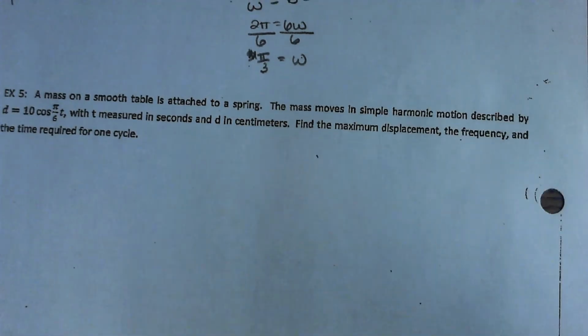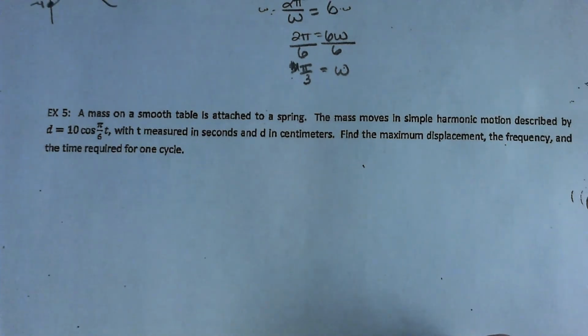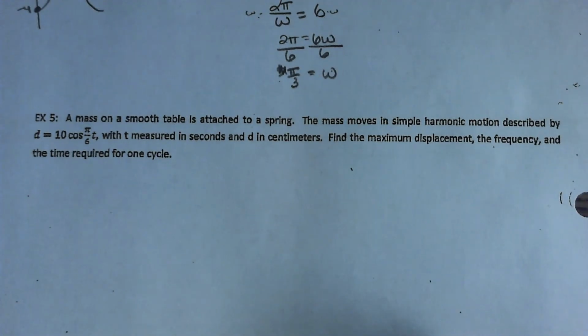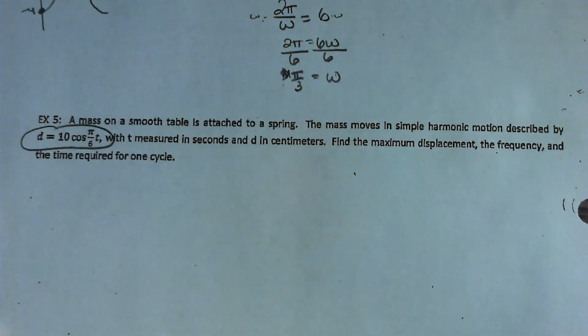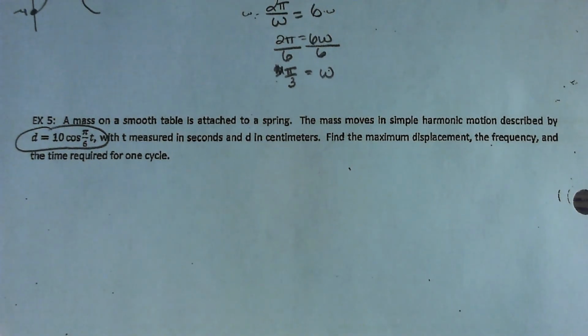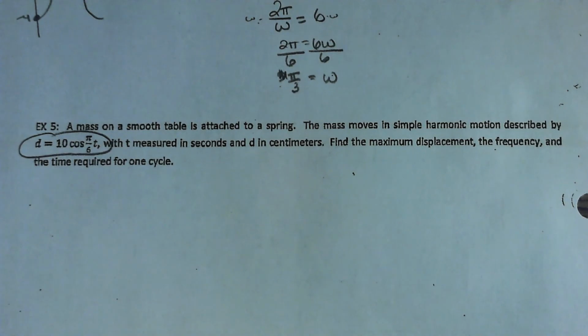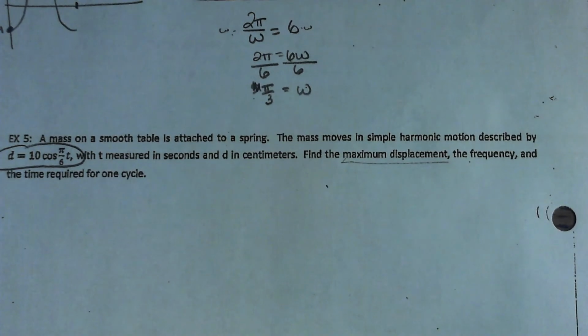And then in 5, again with a simple harmonic motion, they're giving us a mass on a smooth table is attached to a spring. The mass moves in simple harmonic motion. And here is our equation. Find the maximum displacement, the frequency, and the time required for one cycle. So the maximum displacement is your amplitude, and that is 10.